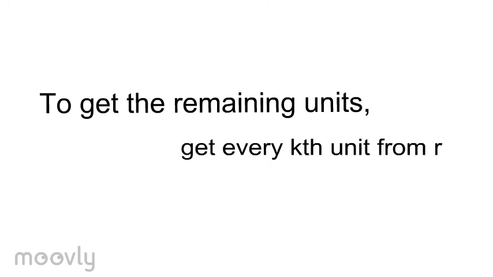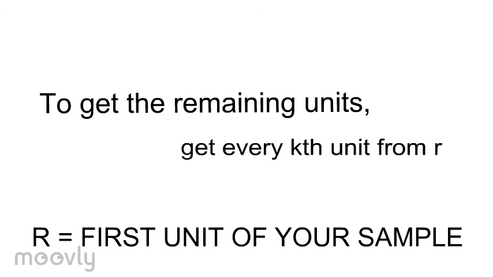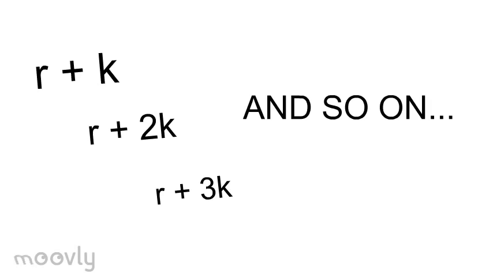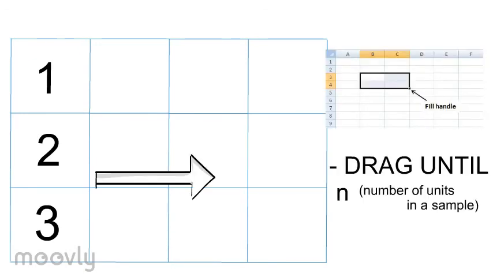Lastly, determine the remaining units in the sample by getting every kth unit from R, the first unit in the sample. The other units will be R plus k, R plus 2k, R plus 3k, and so on and so forth. This can also be done in Excel by placing the first 3 units of the sample in adjacent cells and then dragging the fill handle until you have n, your number of desired units in the sample.